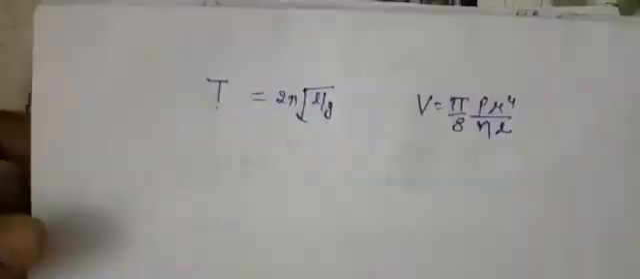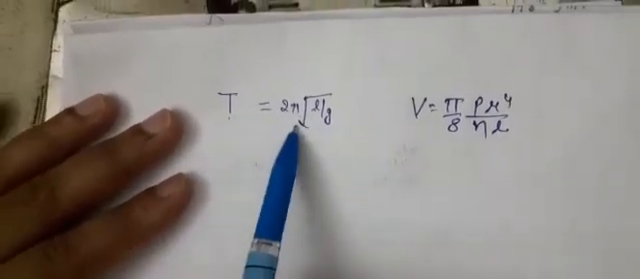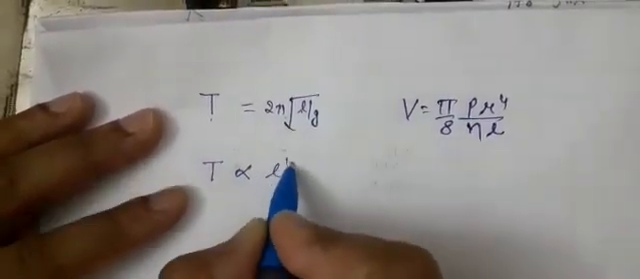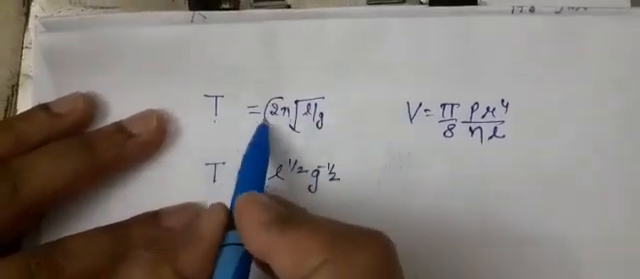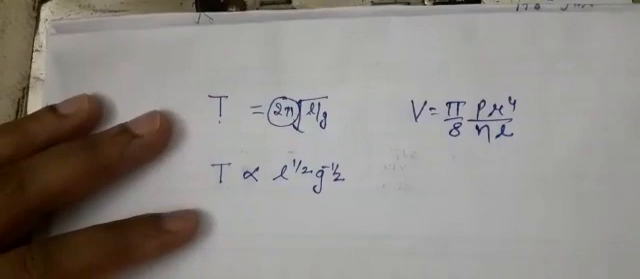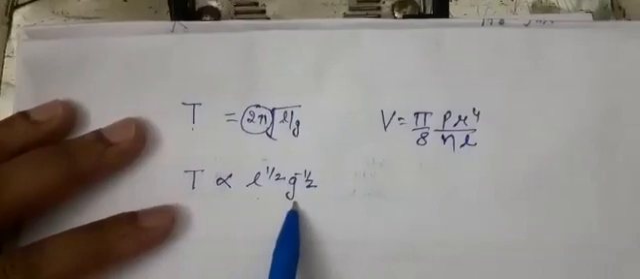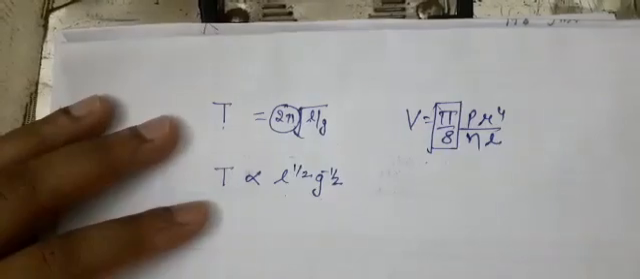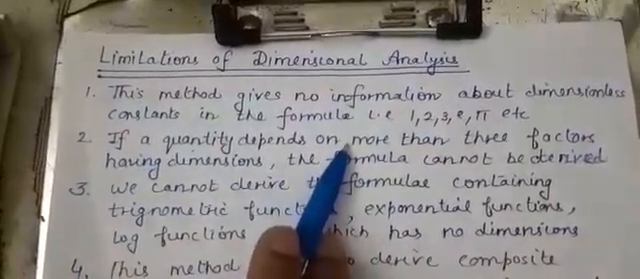See, if you have this particular result, T equal to 2 pi under root of L upon g, and you want to derive it, what you will obtain is that T is proportional to L raised to the power 1 by 2, g raised to the power minus 1 by 2. But you cannot get any information about this 2 pi. We can simply get proportionality dependence on L and g. Similarly, in this result also you get no information about this pi by 8. That's why it has been said that it gives no information about the dimensionless constant used in the relation.